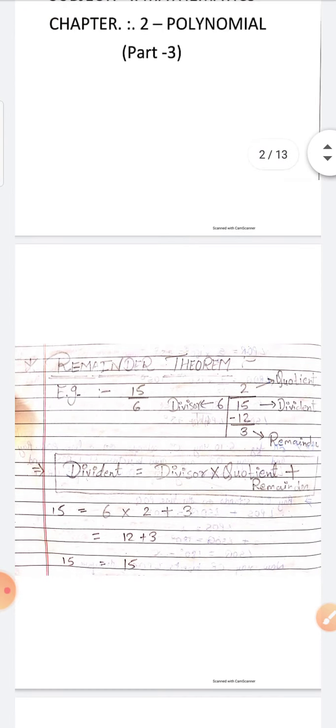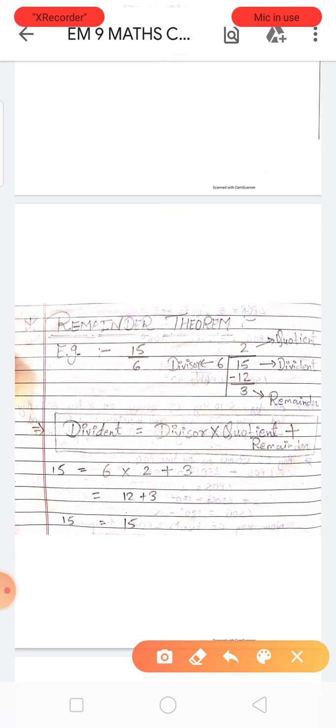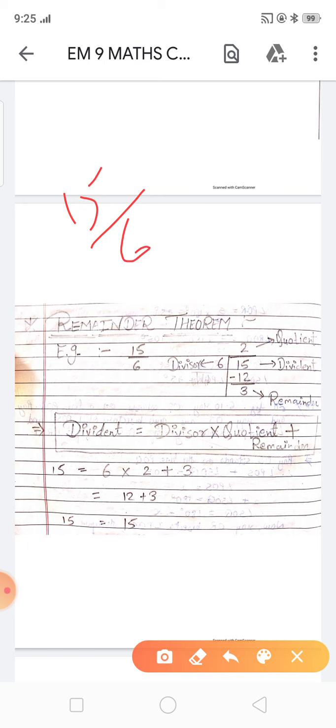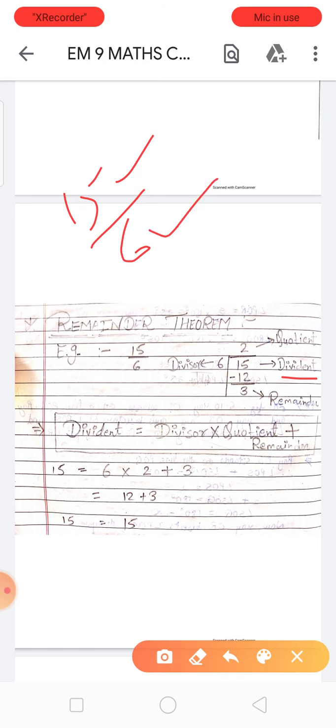For that, first we divide two numbers: 15 divided by 6. Here 15 is our dividend and 6 is our divisor. When we divide 15 by 6, counting the table of 6, we get 6 twos are 12 and we write 2, that is our quotient. Subtracting 12 from the dividend, we get the answer 3, which is our remainder.